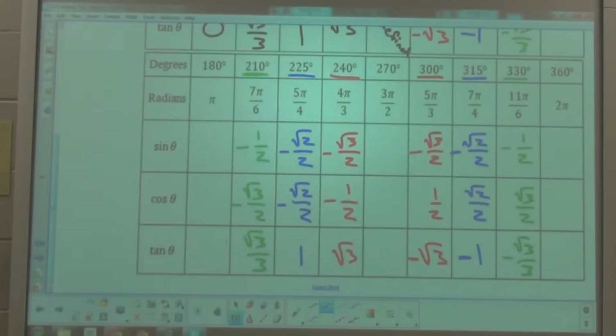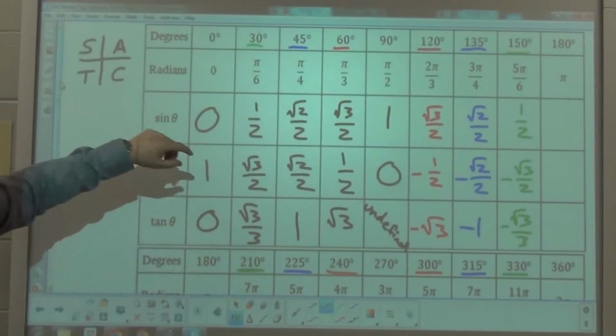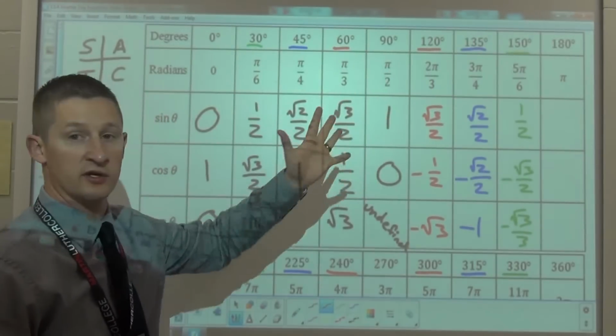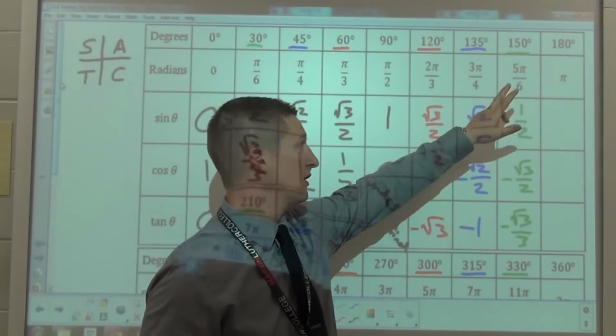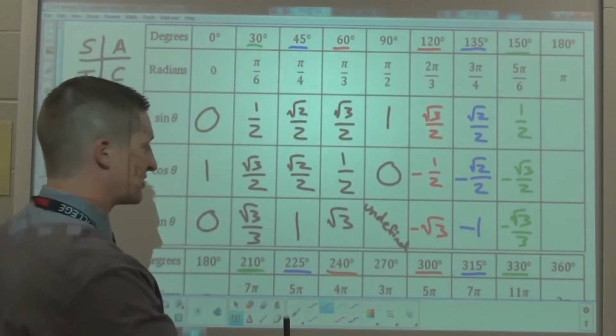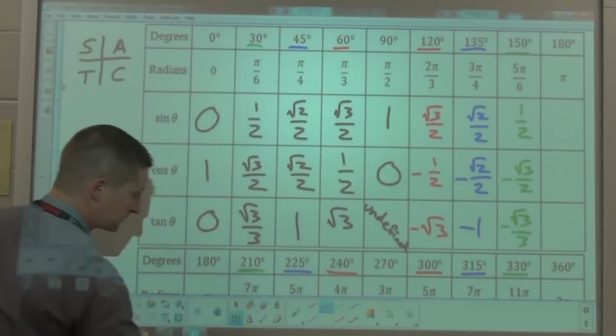The last ones we have to fill in our table are the quadrantal angles of 90, 180, 270, 360. So for those, 90 we're able to just use our hand trick and figure, okay, 90 with zeros and ones, etc. Over here, 180, 270, 360. Well, in that case, I want you to think about the unit circle. Okay?